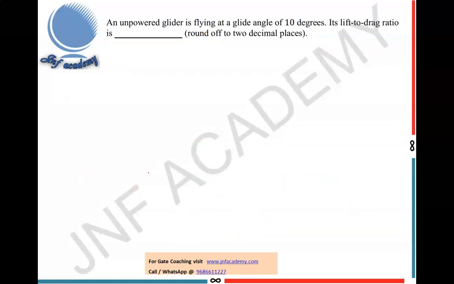Okay. This is a very easy question. An unpowered glider is flying at a glide angle of 10 degrees, right? Its lift to drag ratio is? So we all know the relationship between the glider and the lift to drag ratio, right? If the glide angle is theta, tan theta is equal to drag by lift, right? If you draw the force balance of the gliding aircraft, we will come to know that.